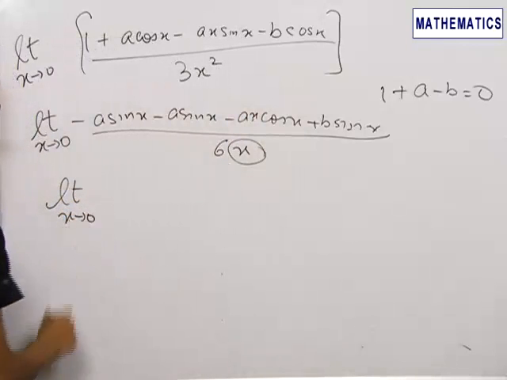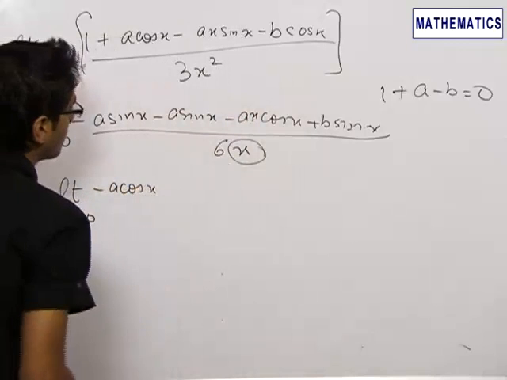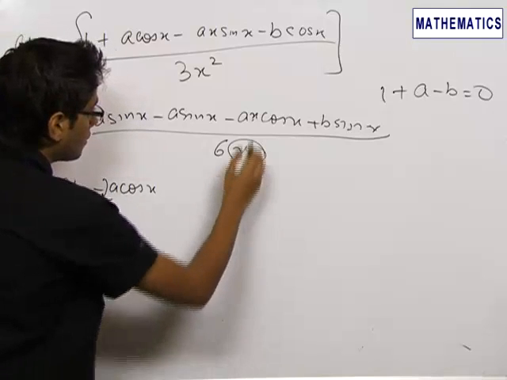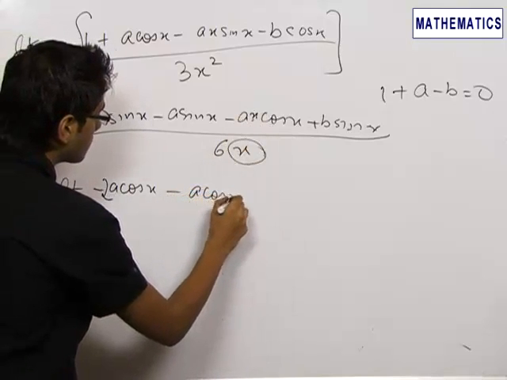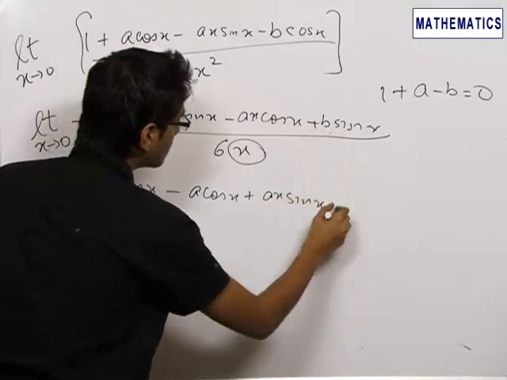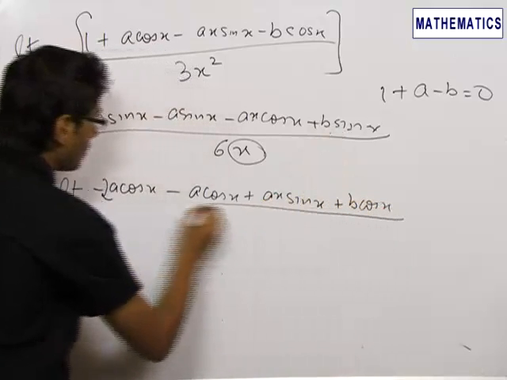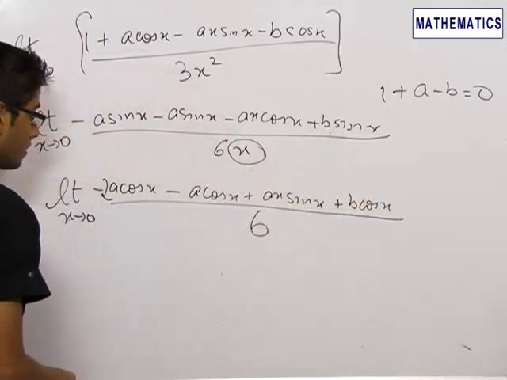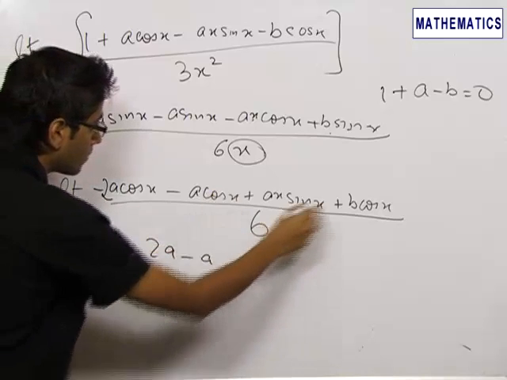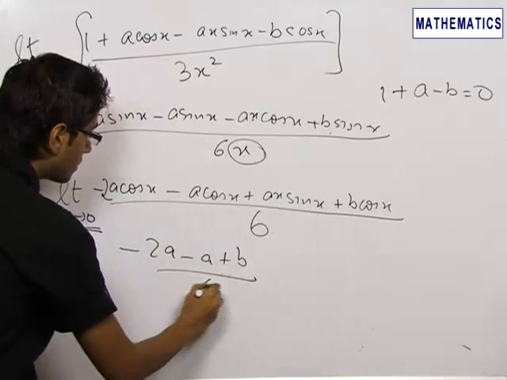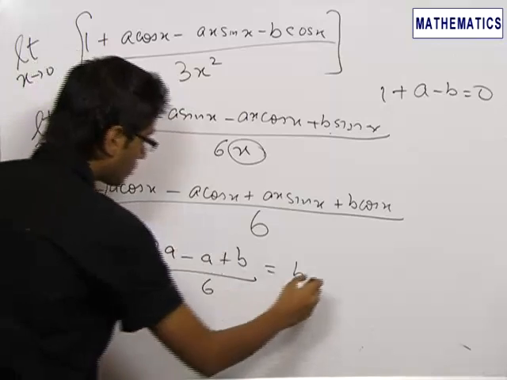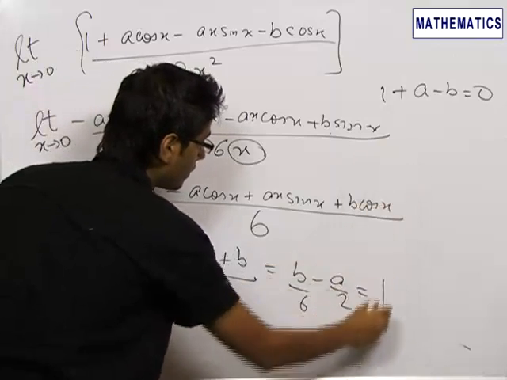We get limit x tending to 0, minus a cos x minus a cos x. So this becomes minus 2a cos x. This is minus a cos x. This is plus ax sin x, and this is plus b cos x. Divided by 6x, the differentiation is 6. Now we can put x equal to 0 to get minus 2a minus a, this is equal to 0, plus b upon 6, this is the limit, which is equal to b by 6. This is minus 3a by 6, which is a by 2, equals 1.